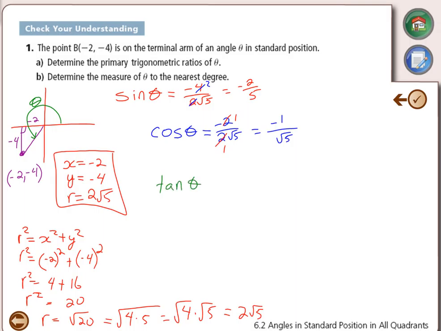Tan is y over x. So we just plug it in: y over x, take it down to lowest terms. -4 divided by -2, that's +2. And we've got that one done.